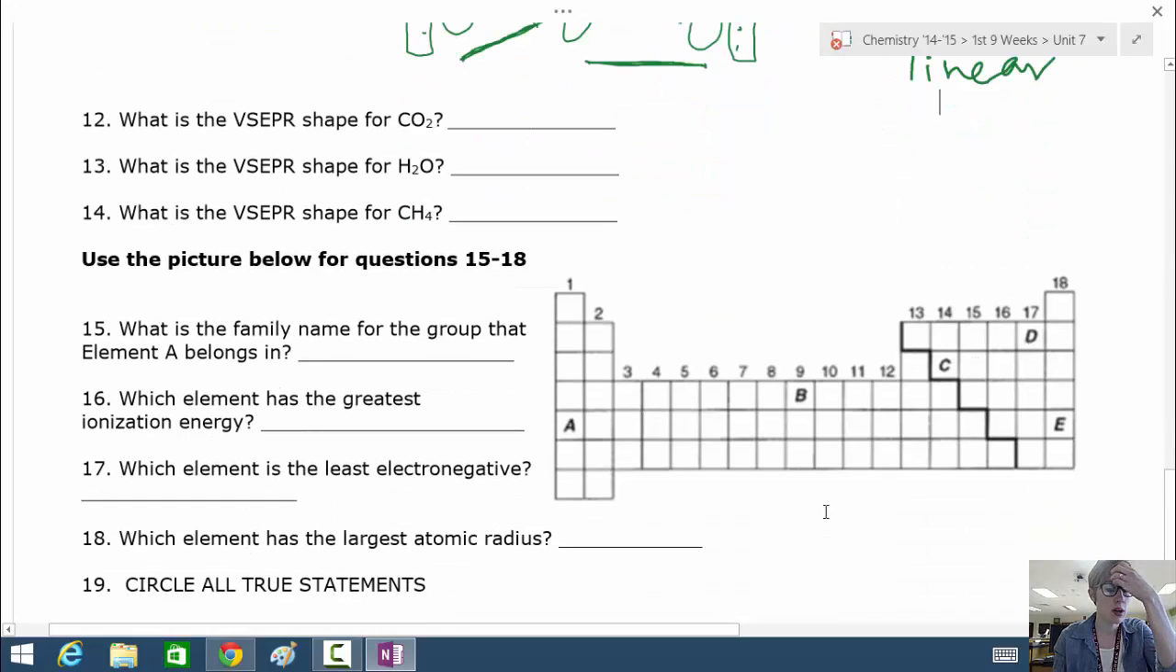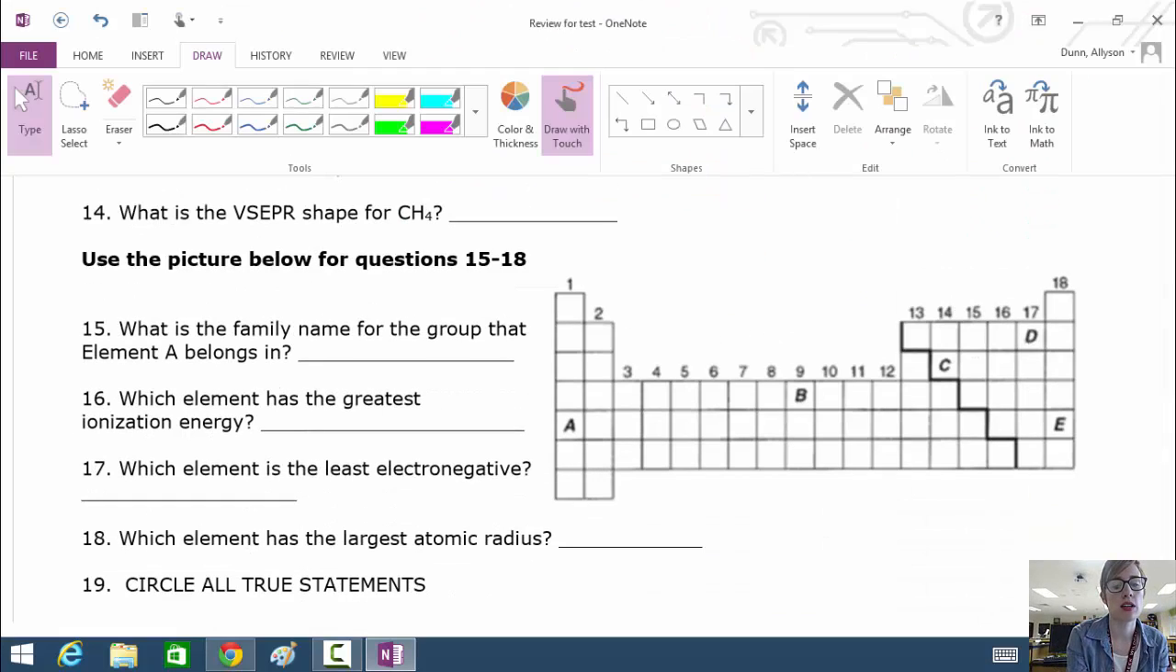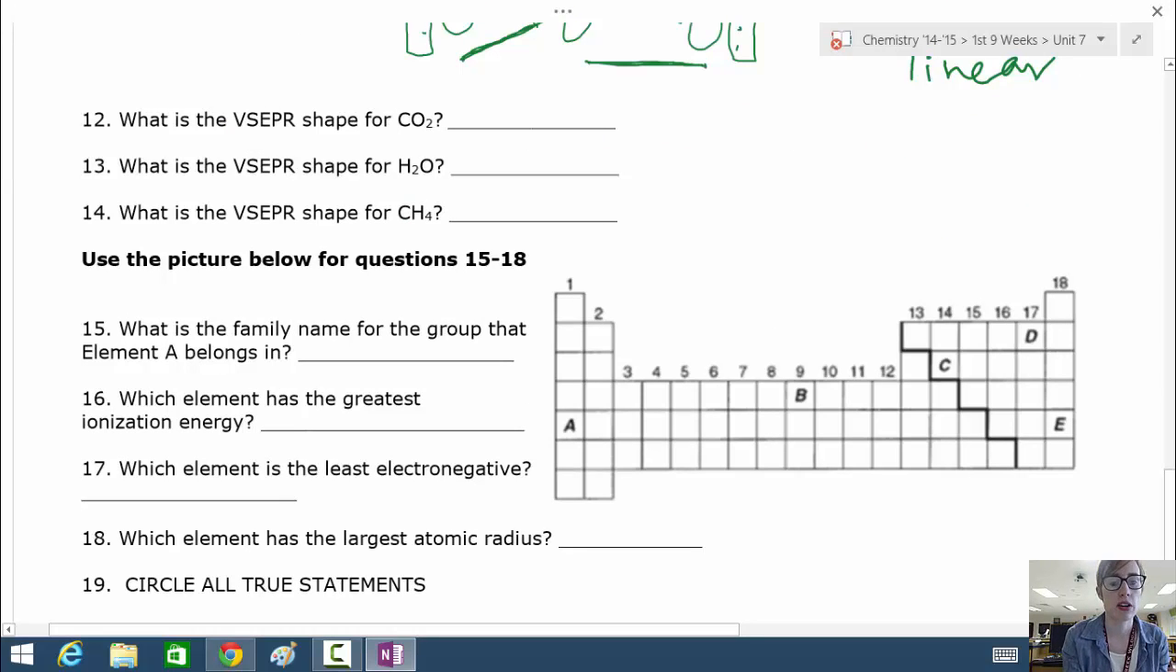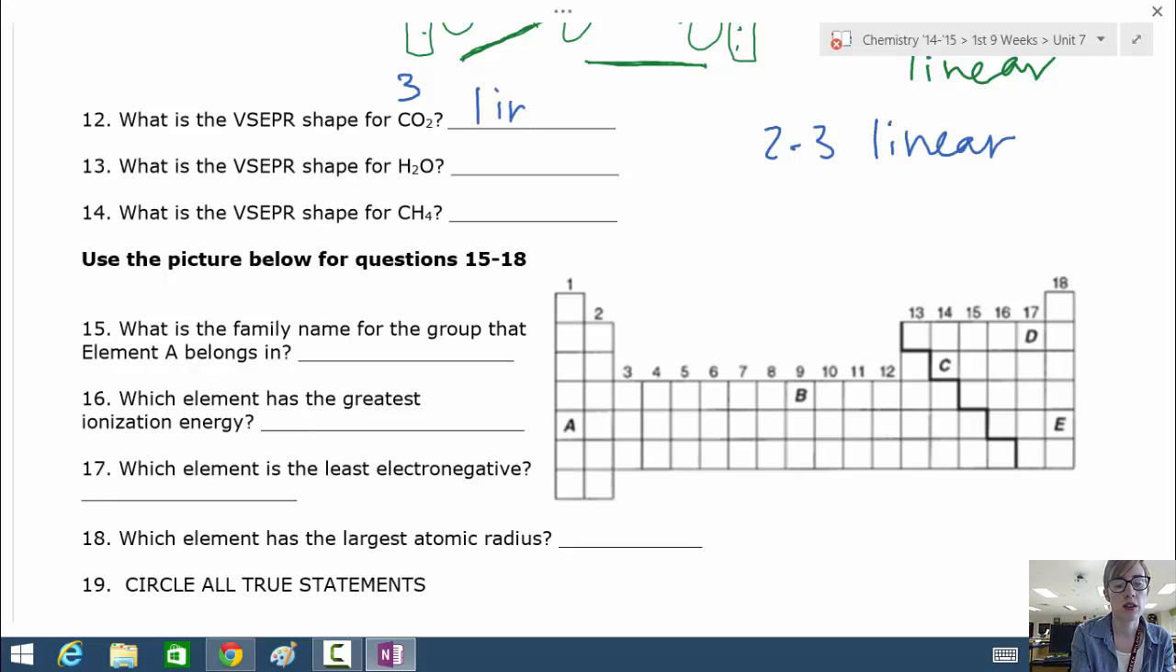Okay, my last few questions are asking about the VSEPR shapes. So those are the tetrahedral and trigonal planar shapes. Since we aren't drawing out the compounds, you have to think about how many atoms there are. There are 3 atoms in CO2, and we know that anything that has 2 to 3 atoms will be linear unless it's water, right? Water's bent. So this will be linear.